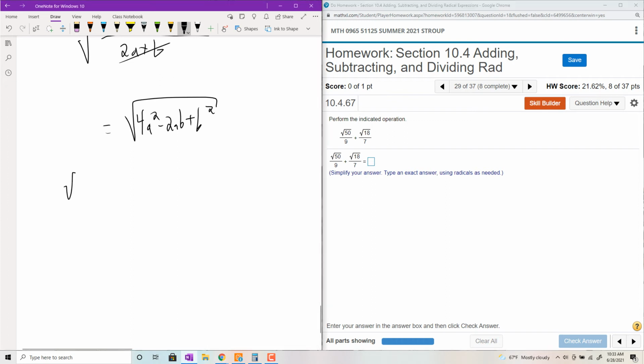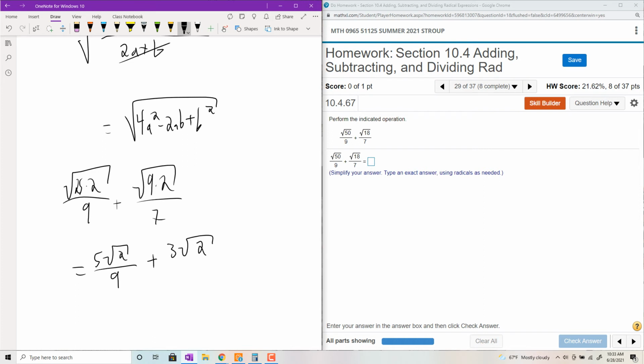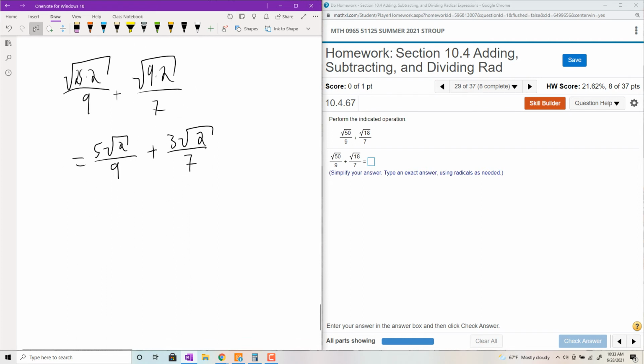Okay, so square root of 50 is 25 times 2, over 9. Square root of 18 is 9 times 2, over 7. So this would be 5 root 2 over 9 plus 3 root 2 over 7. And then I presume they want you to find a common denominator and add them together. So here you need to multiply top and bottom by 7. Here you need to multiply top and bottom by 9.